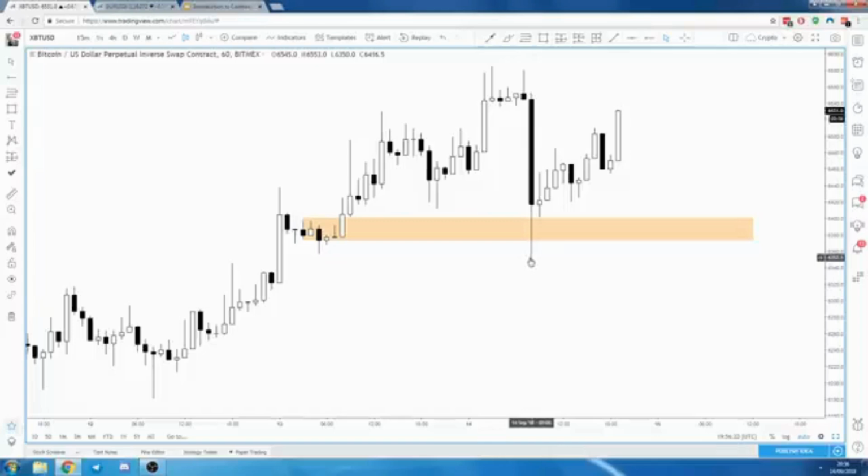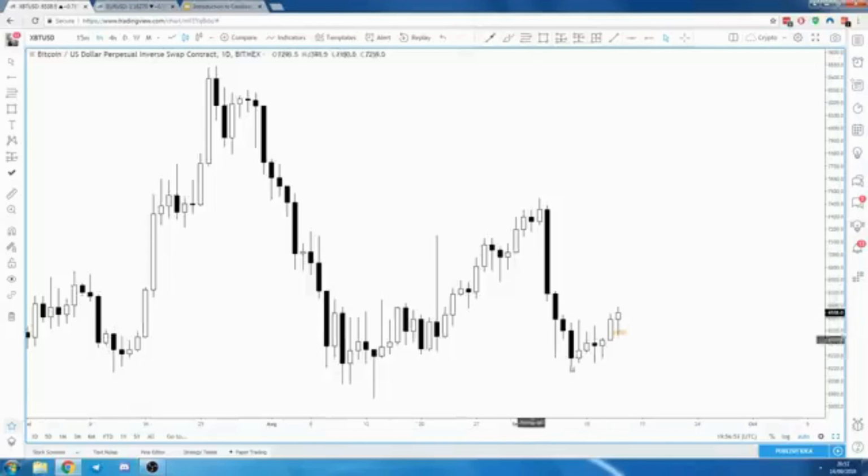And let's say I was in a long, or I was waiting to buy, and it got all the way to here, and I said, oh no, I don't want to buy this, the orange support box or orange rectangle that I want to buy has clearly been broken. I'll wait for something else. Then I leave my computer, and then I come back and I see that price actually closed above the rectangle, and that my original trading thesis was absolutely fine. So it's really important to let the actual candlesticks close before coming to a conclusion.